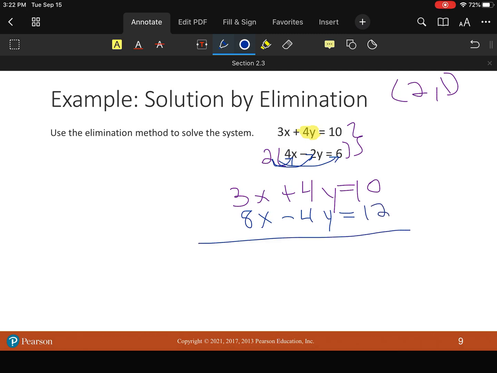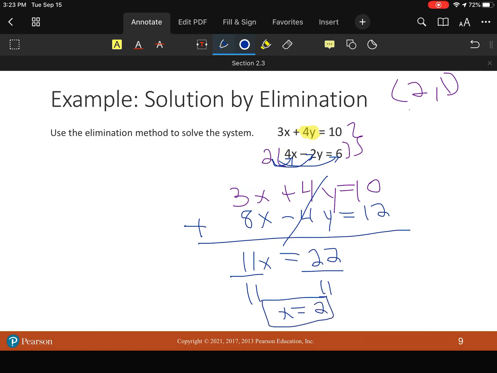Draw yourself a line. We're going to add these together because we're trying to get a 0. The positive 4y minus 4y goes to 0. 3x plus 8x is 11x. 10 plus 12 is 22. We divide by 11, x is indeed 2. No problem. Notice that technique was a little bit faster than the substitution technique.